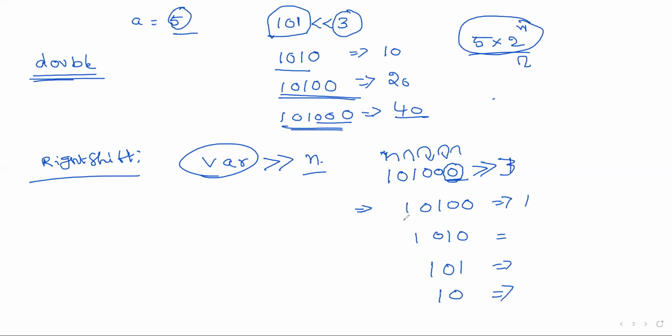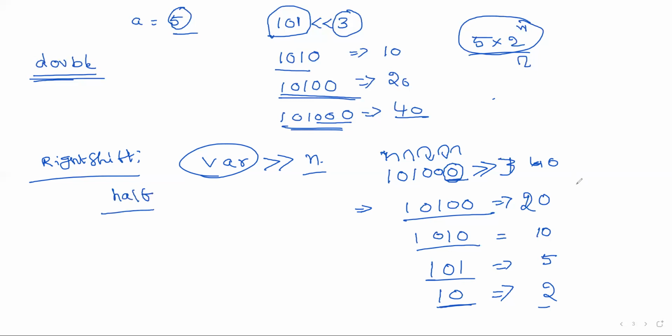See this one. Initially this value is 40. By performing one shift operation, the value becomes 20. For the second, value becomes 10. For the third, value becomes 5, and fourth, value becomes 2. Observe carefully. 2 cube moves to 2 square. 2 square moves to 2 power 1. 2 power 1 moves to 2 power 0. And we lost the 2 power 0 bit. That means each and every time we reduce the value to half.